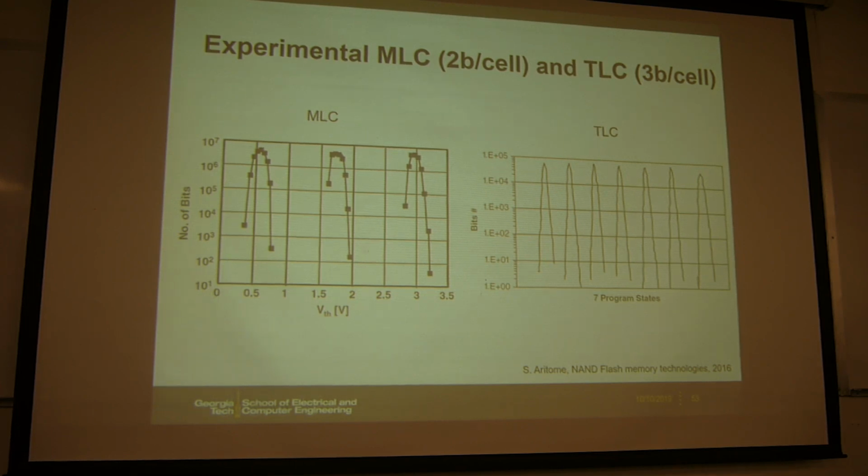What you want to do is to make sure there's enough margin between those 2 states. Although this probability is low, like 100 out of 1 million, you have to make sure there is a gap. And then for TLC, you have 7 program states. This is all done by ISPP. Otherwise, you cannot get this kind of clear gap. You always have some overlap if you don't do ISPP.